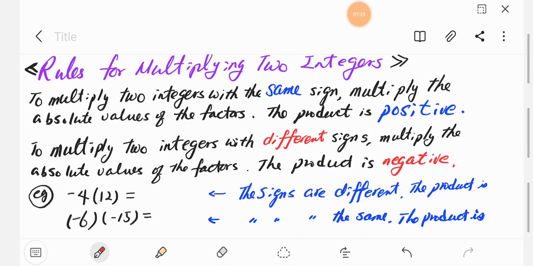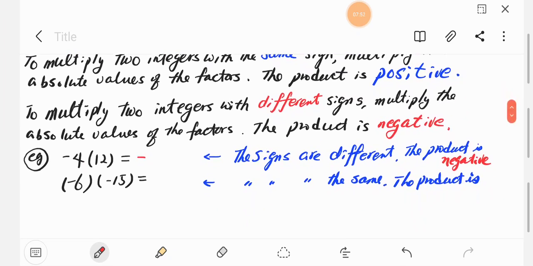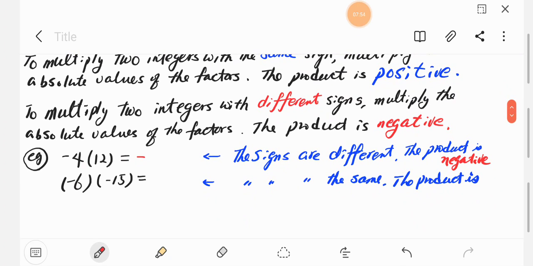So negative 4 times 12, these two numbers have different signs. So the product is what? Negative, right? The product is negative, because the two numbers have different signs. And then 4 times 12 is 48.